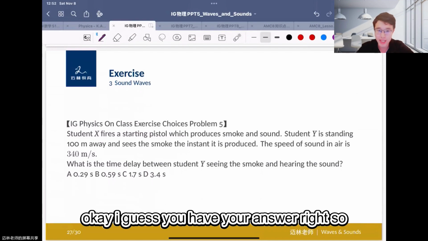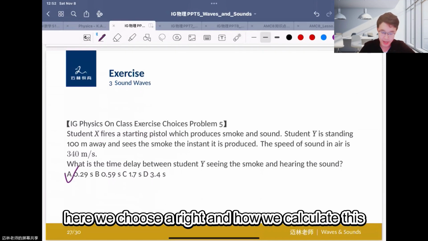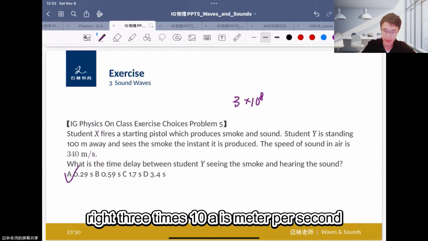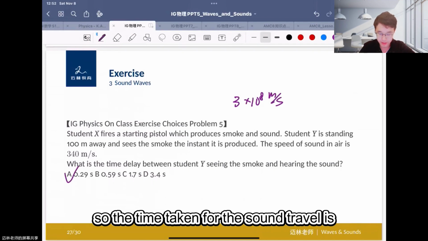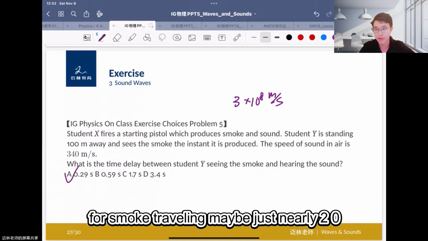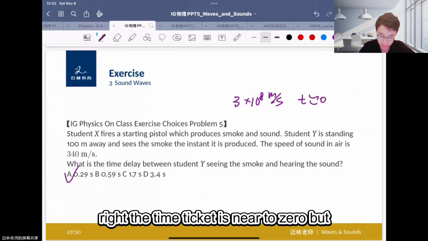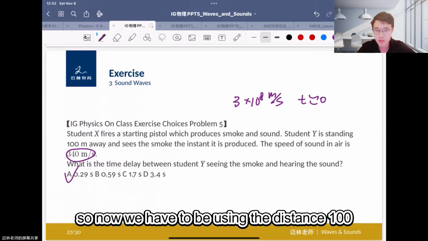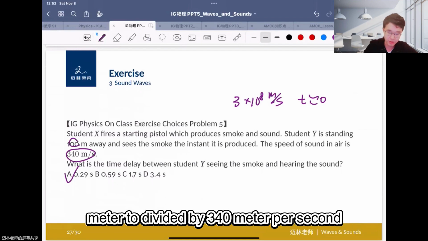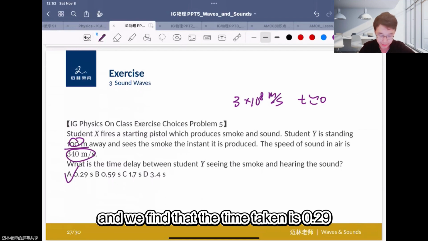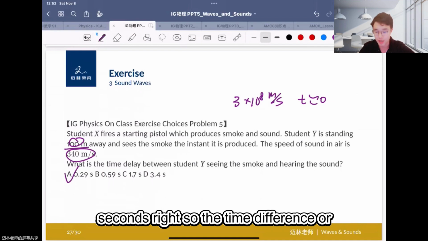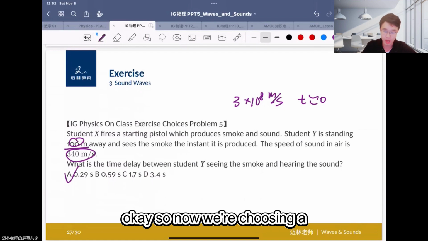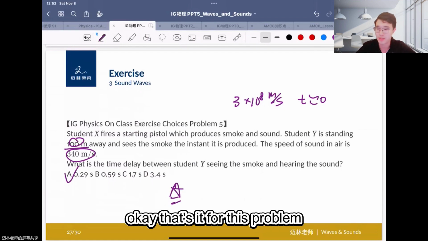Okay, I guess you have your answer, right? So here we choose A, right? And how do we calculate this? Because the speed of light is very fast, right? 3 times 10^8 meters per second. So the time taken for the light from the smoke to travel is nearly zero, right? But the sound has a very slow speed, it's 340 meters per second. So now we use the distance of 100 meters divided by 340 meters per second. And we find that the time taken is 0.29 seconds, right? So the time delay for the sound is 0.29 seconds, okay? So we choose A. This is the answer for this problem.